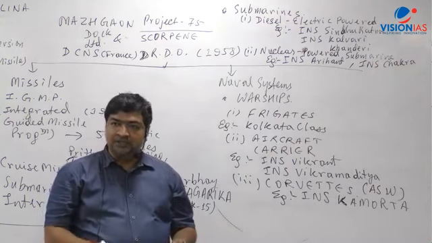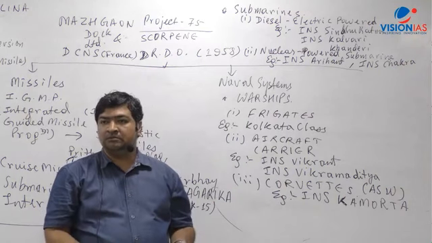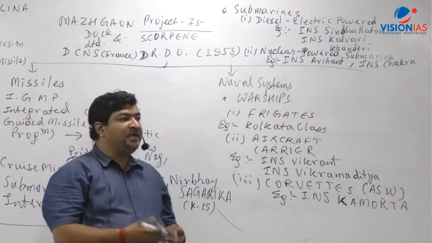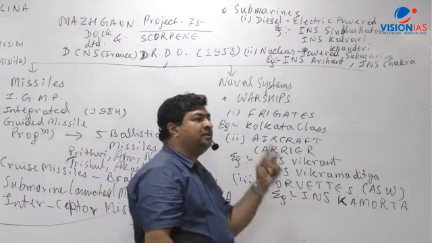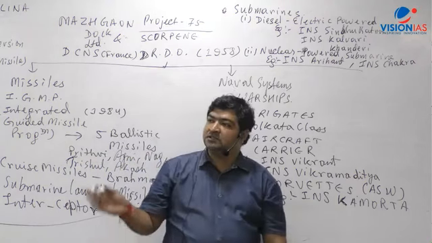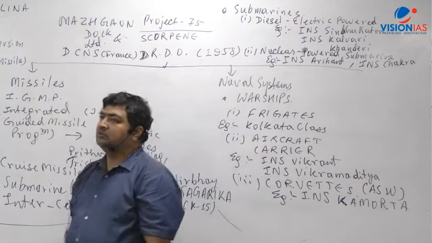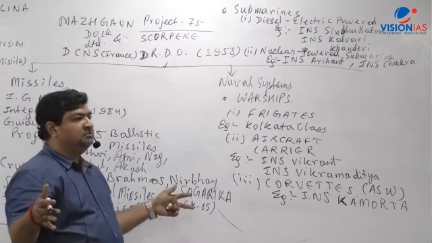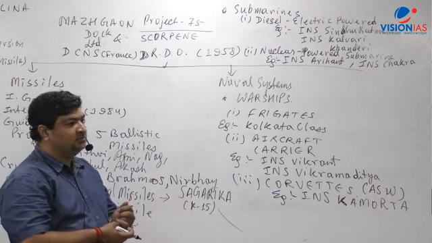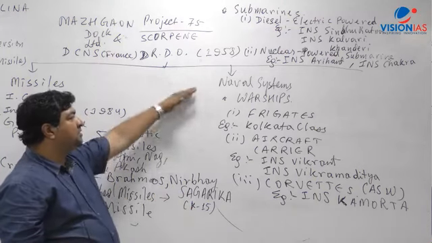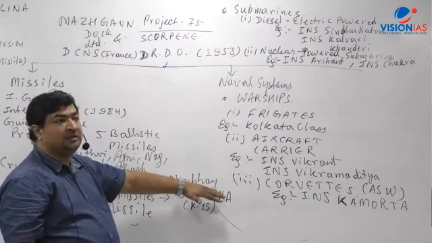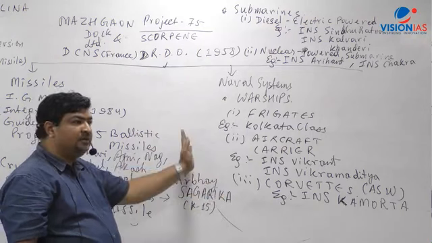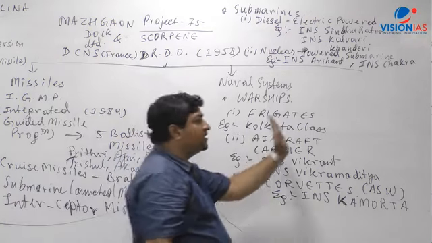INS Chakra is Russian, which we purchased earlier. We bought this one, and based on that technology transfer, we developed Arihant. Arihant was commissioned in 2009. It was already put into trial and all this. So we are now going to have the Arihant class of nuclear powered submarines. Okay? So two aspects come in the naval system: one is warship and the other is submarine. And there are other things also which I'll put there.